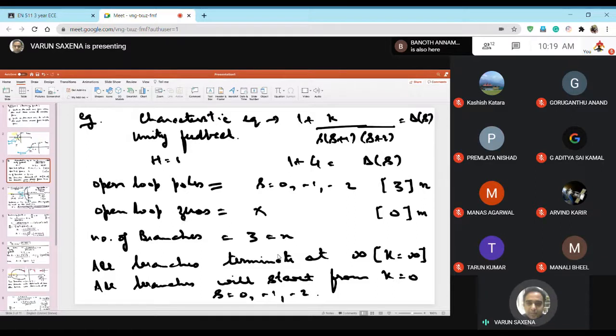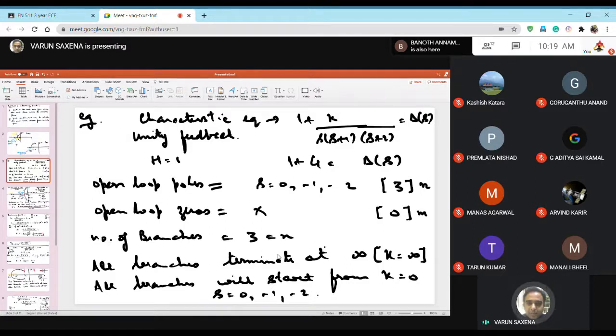Open loop zeros: there are no zeros in this problem because G is basically K over s into s plus 1 into s plus 2. So there are no zeros, so m is 0, right? The number of branches equals the number of open loop poles, which is n, so that is 3. All the branches will terminate at infinity because there are no zeros.